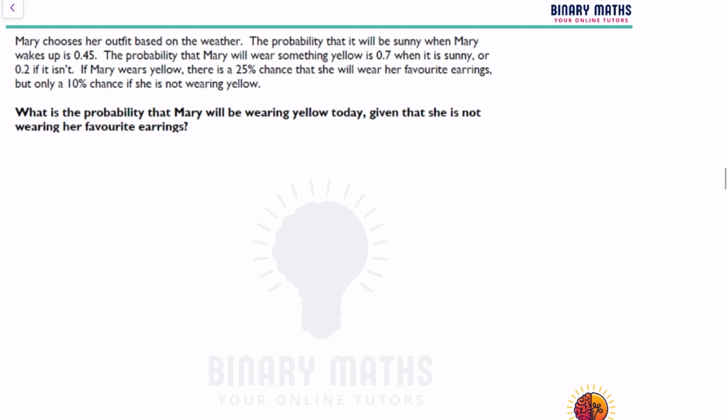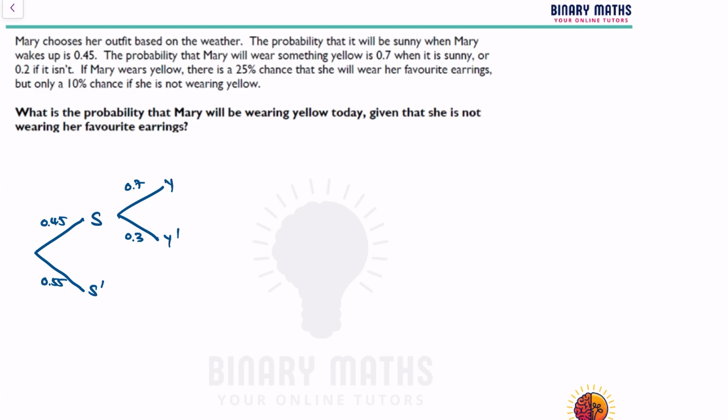The last question I'm going to go through. Mary chooses her outfit based on the weather. The probability that it will be sunny when Mary wakes up is 0.45. So the two combinations are sunny and not sunny, 0.45, and then 0.55. The probability that Mary will wear something yellow is 0.7 when it's sunny. So yellow is 0.7, so not yellow is 0.3.